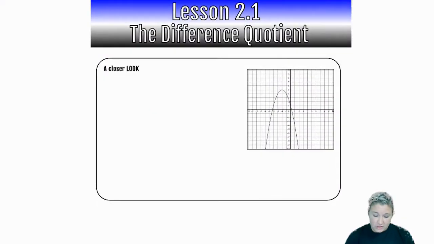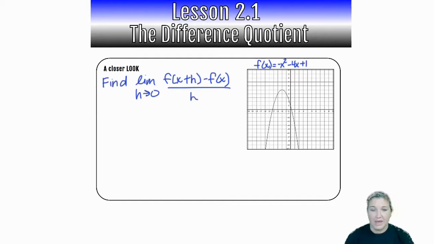Let's take a closer look. This function that's graphed is f, negative x squared minus 4x plus 1. What I want us to do is find the limit as h approaches 0 of f of x plus h minus f of x, all divided by h. We're going to find that limit, which would give us the derivative.